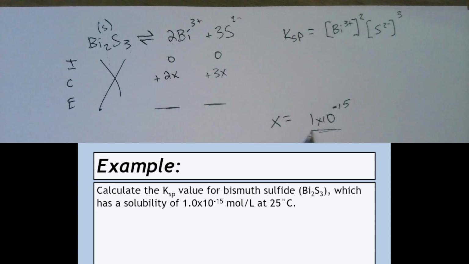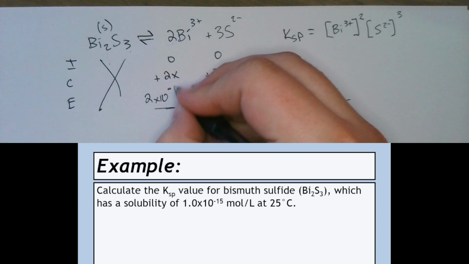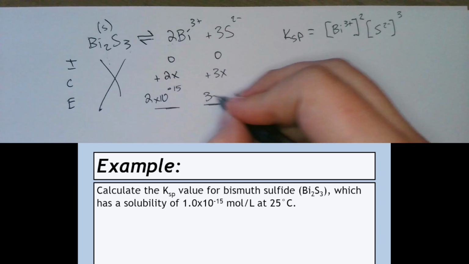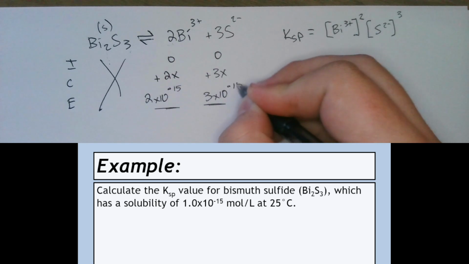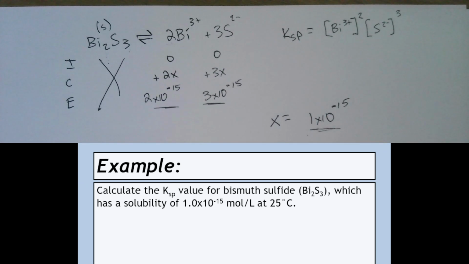So that means x is this number, but I have to double it here and then triple it here. So this one's 2 times 10 to the minus 15th. This one would be 3 times 10 to the minus 15th. Those are the numbers I'm going to plug into my Ksp. Okay?